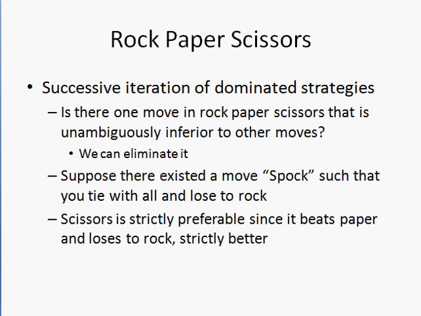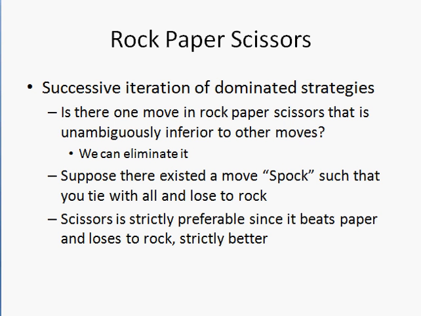So if we were to add, for example, a move Spock to rock, paper, scissors, where you would make the live long and prosper sign, and Spock is such that if you show Spock, you'll tie with paper and scissors, but you'll lose to rock. So you can either tie, or lose. Naturally, we could infer that this is not going to be a good move to play, but we have to be careful in how we specifically show that Spock is a dominated strategy.